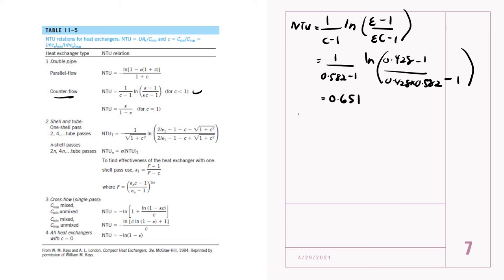From what I showed you in the lecture video, NTU is equal to UAs over Cmin. Now our objective is to find the area in order to know the length of the heat exchanger itself, and the length of the tube inside the heat exchanger. So rearrange the equation and substitute the values.